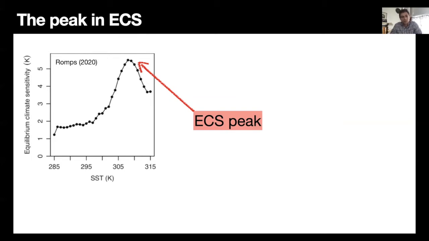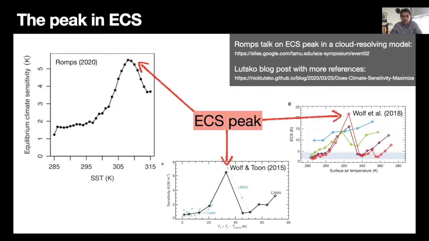And it's also related to the question of whether you can induce a runaway greenhouse by adding CO2 to the atmosphere. So the ECS peak has been seen in other types of models. It's been seen in global climate models and even in 1D radiative convective models.